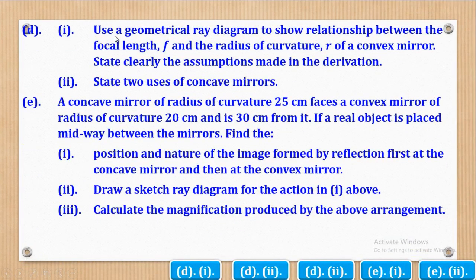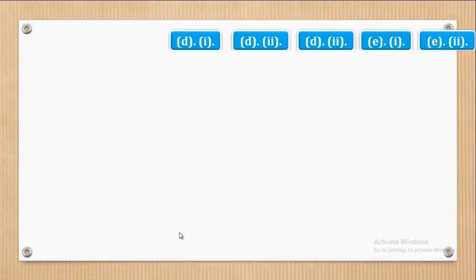So part D, Roman 1 says, use a geometrical ray diagram to show the relationship between the focal length f and the radius of curvature r of a convex mirror, and state clearly the assumptions made in the derivation. So they wanted the expression relating focal length and radius of curvature of a convex mirror, but they said we use a ray diagram.